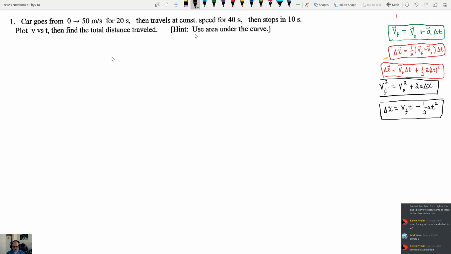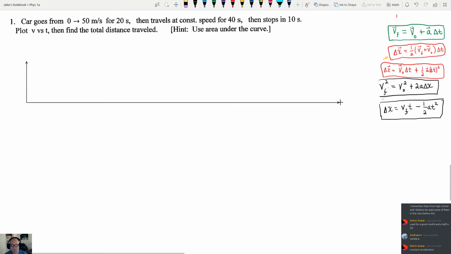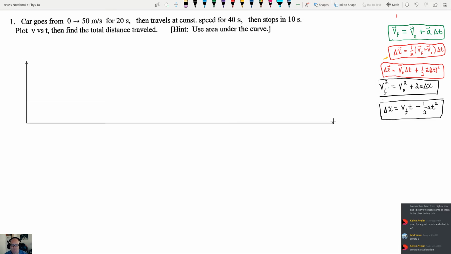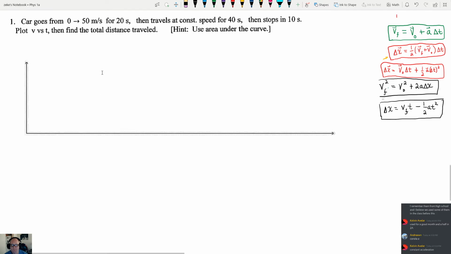So there's two different ways you can do this. One way is to break this motion up into a bunch of little pieces and apply the kinematic equations. Or you can do what they say, plot v versus t, and then use the area under the curve. So let's do that. So let's make a plot, like that.